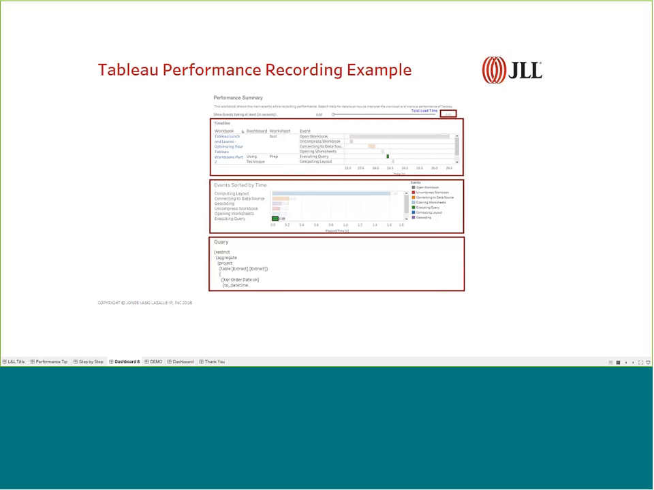The next view is events sorted by time. So this is basically a bar chart that ranks your events from the longest event to the shortest event from top to bottom and color codes them.